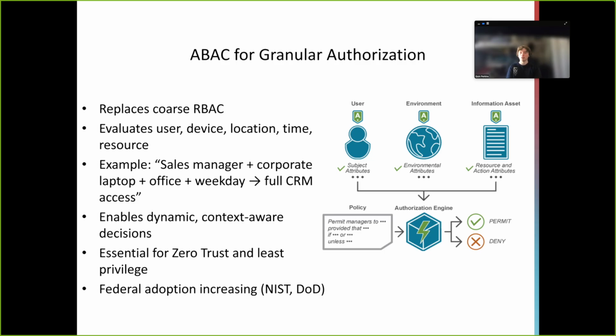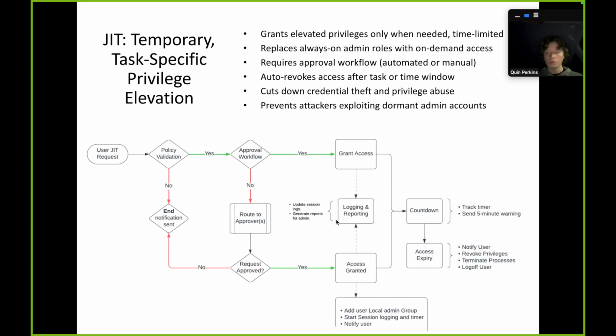This slide is on attribute-based access control, also known as ABAC. Essentially, role-based access control is too coarse, and ABAC evaluates user, device, location, time, and resource. Access becomes dynamic. An example is only allow a sales manager on a corporate laptop in office on weekdays. This aligns with least privilege and federal zero trust standards.